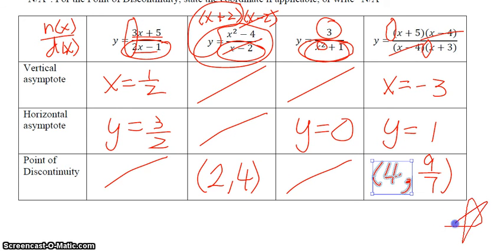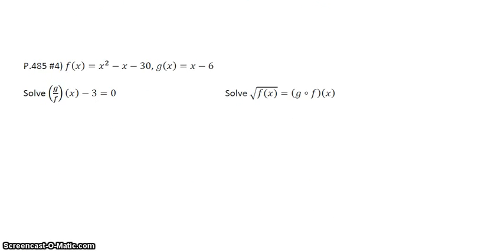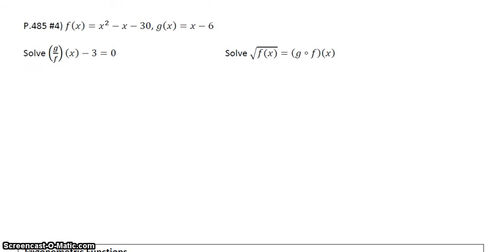Okay, so this table summarizes everything about rational expressions and rational equations. Okay, look at this question. So we have some function notation you need to work with. So let's take g over f. So solving a rational equation and solving a radical equation. So let's just follow what this notation tells you to do.